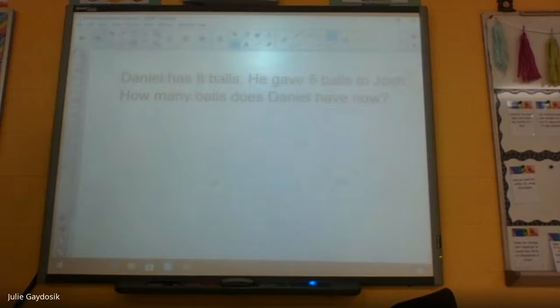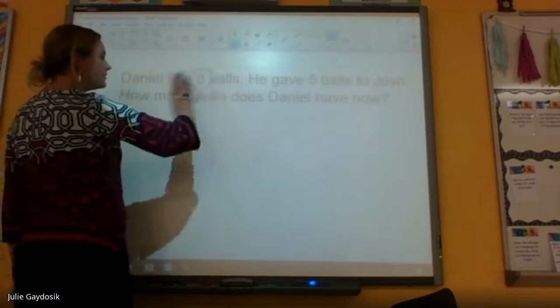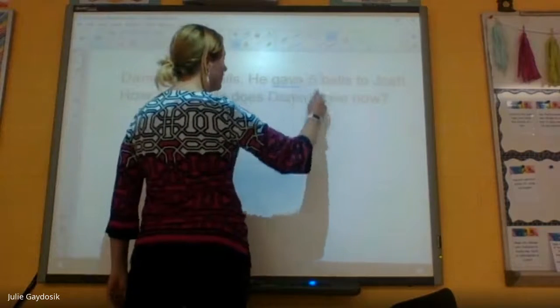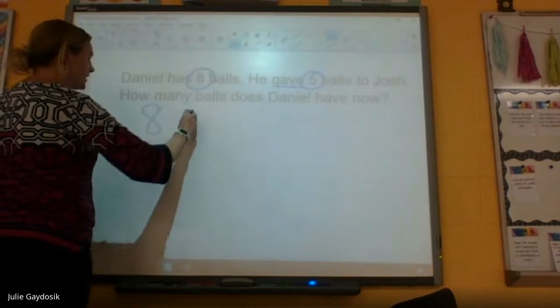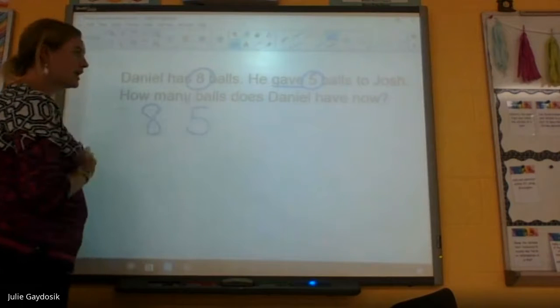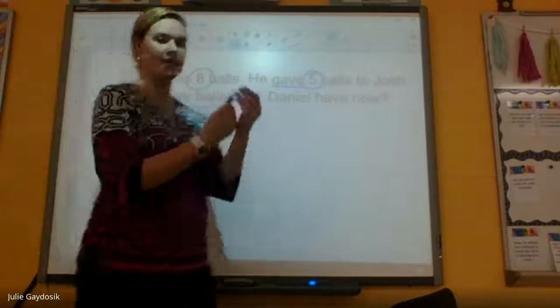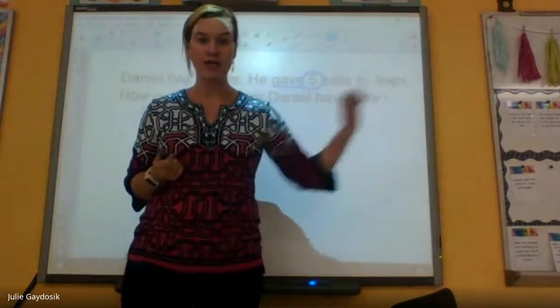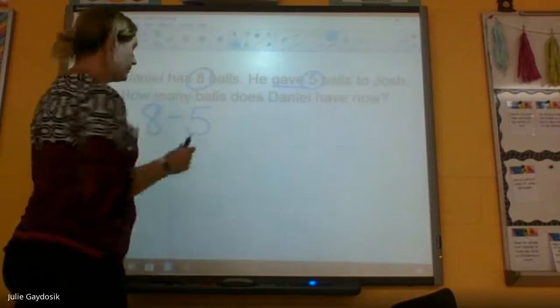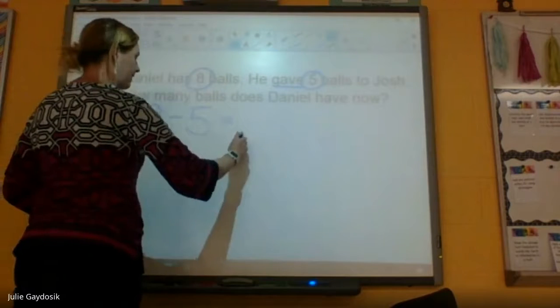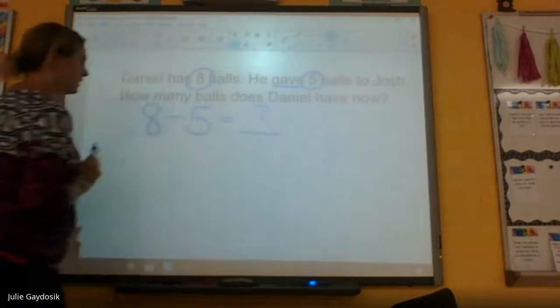Daniel has 8 balls. He gave 5 balls to Josh. How many balls does Daniel have now? So how many does he have left, right? So he has 8 balls, and then he gave 5 balls away to Josh. Now, if he gave them to Josh, he doesn't have them anymore, right? Because he gave them away to Josh. So you could say that he lost 5 balls, okay? So 8 minus 5 equals unknown.